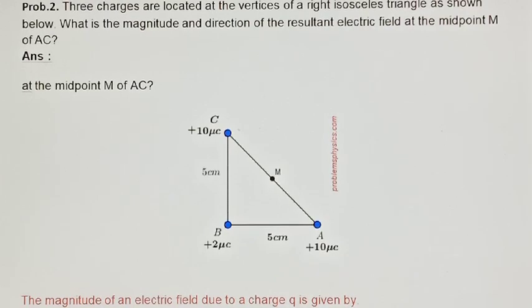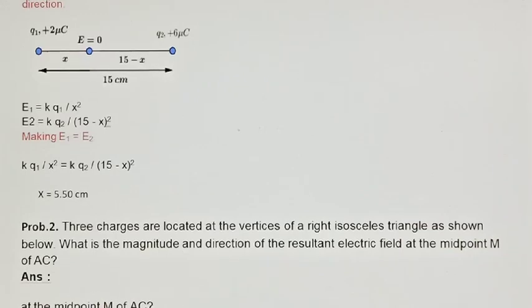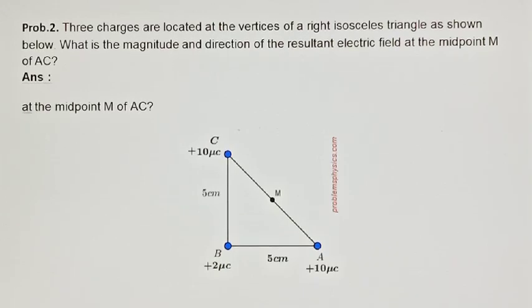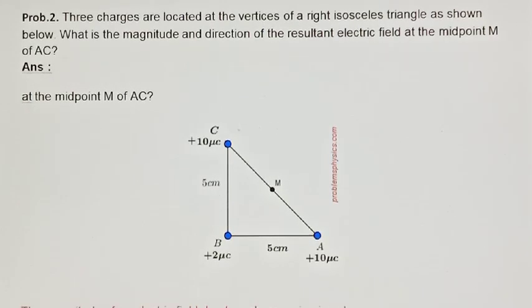Next problem you can see, three charges are located at the vertices of a right isosceles triangle as shown below. What is the magnitude and direction of the resultant electric field at the midpoint M of AC? You can see this diagram. This is 10 microcoulomb, 2 microcoulomb, 10 microcoulomb. This is 5 cm, 5 cm. At this point M, you have to find the resultant electric field.